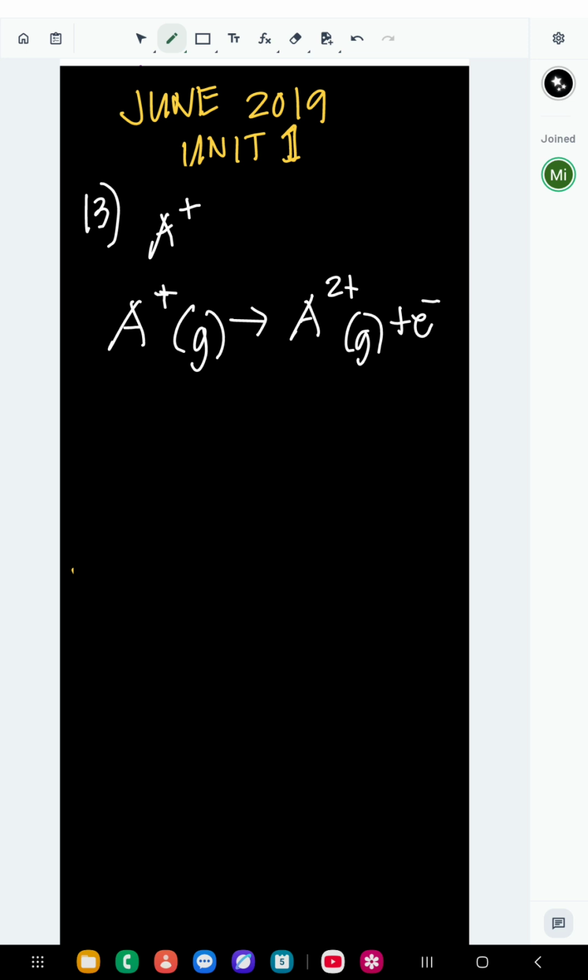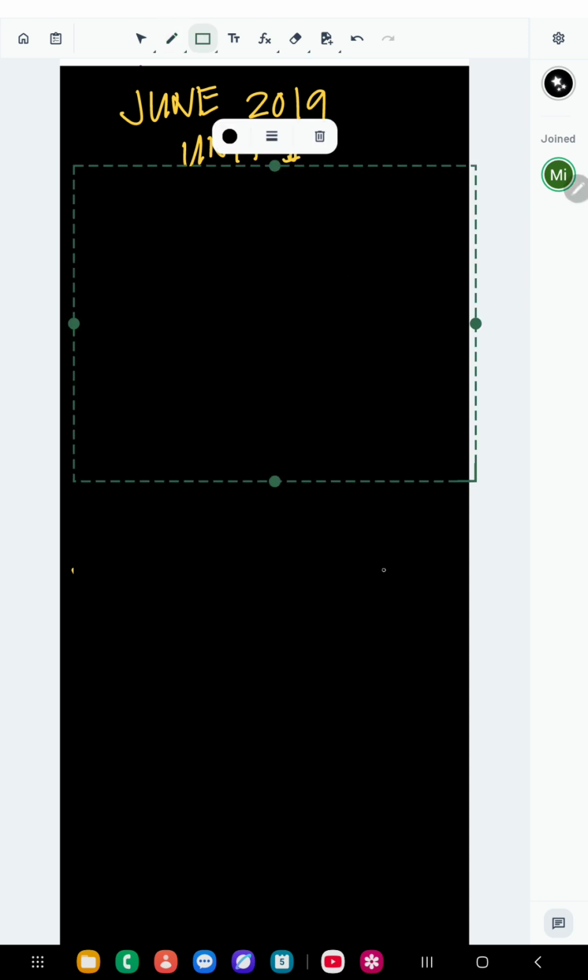I hope you've memorized the Aufbau principle in writing the electronic configuration. Which is the electronic configuration of the Sc3+ ion? Sc is scandium. Alright.